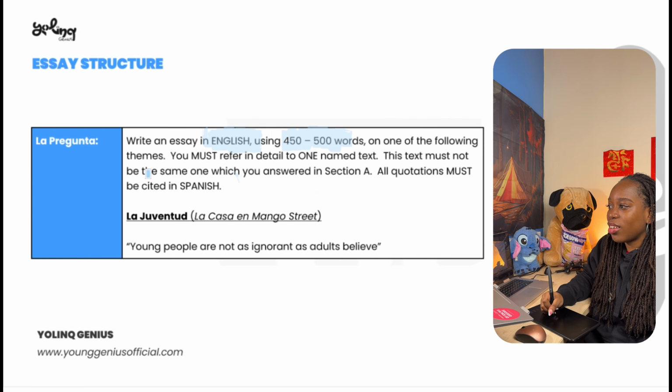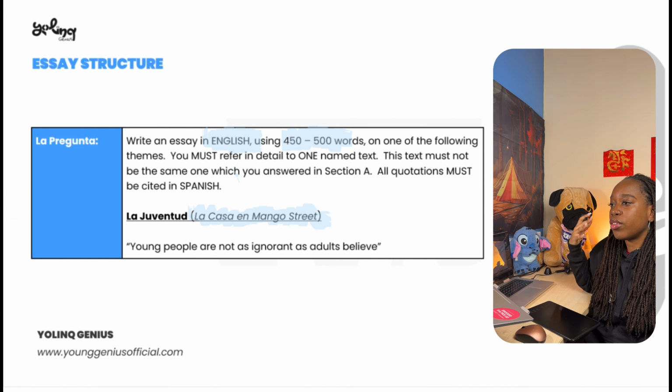This text must not be the same as the one that you answered in section A. So that's another thing. If you know that you have your heart set on writing an essay using La Casa en Mango Street, right? If you're definitely going to do that, whatever you do in section A has to be from one of the other texts, right? I think that's why my teacher made us read 2, right?